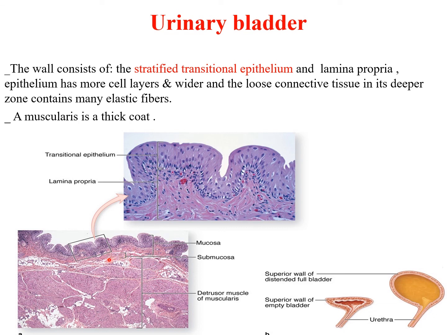The second layer is the submucosa. This layer contains areolar connective tissue, blood vessels, nerves, and glands. The third layer is the muscularis layer. This layer contains two different types of smooth muscles, circular and longitudinal. And finally, the serosa or adventitia, which consists of connective tissue.